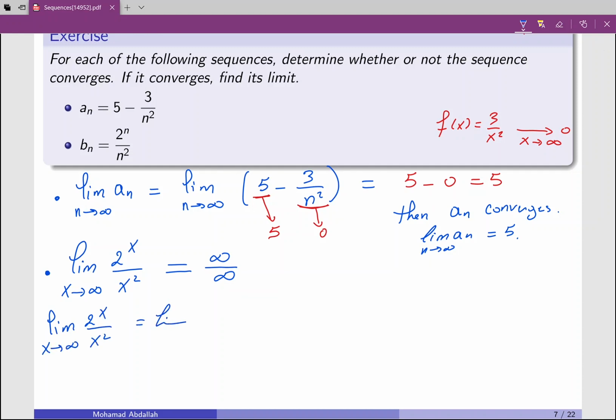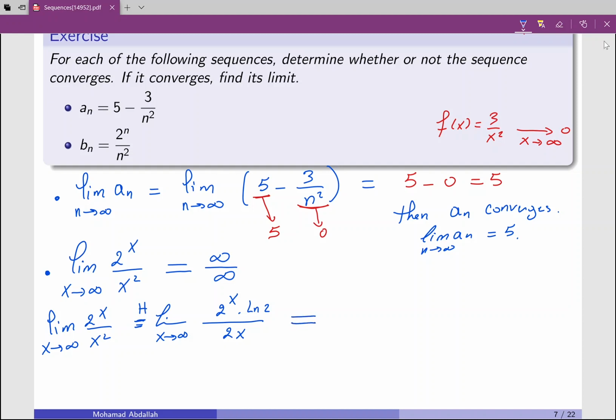This is the limit when x goes to infinity. I will put an H here, which means that at this step I'm applying L'Hopital's rule. I'll take the derivative of the numerator. The derivative of 2 to the x is 2 to the x multiplied by ln 2. The derivative of x squared is 2x. Now again I still have the same problem, which is infinity over infinity.